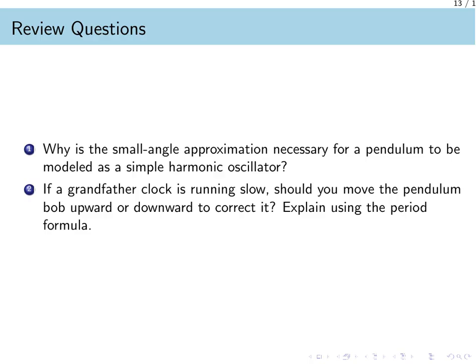Second, consider a practical scenario. If you have a grandfather clock that is running slow, meaning its period is too long, should you move the pendulum bob upward or downward to fix it? Use the period formula for a simple pendulum to justify your answer. Hint: think about how changing the length L affects the time, t. These concepts help bridge the gap between abstract physics equations and the machines we use every day.